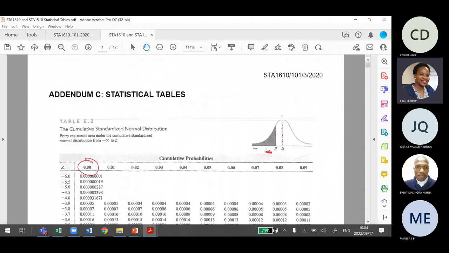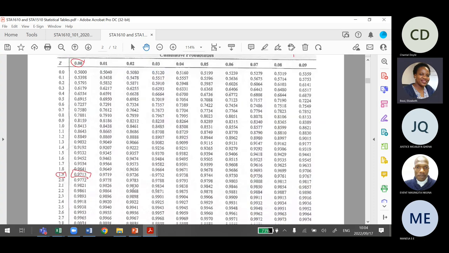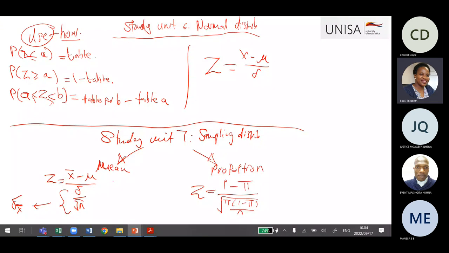And the same thing, if I need to deal with the greater than of a negative value, you will take 1 minus this value to get the bigger portion. So don't get caught up with this is the smaller side, this is the bigger side. Just remember, the negative or the positive just tells you which table you are going to be using. The only thing you need to worry about is the greater than sign or the less than sign, or if it's between.